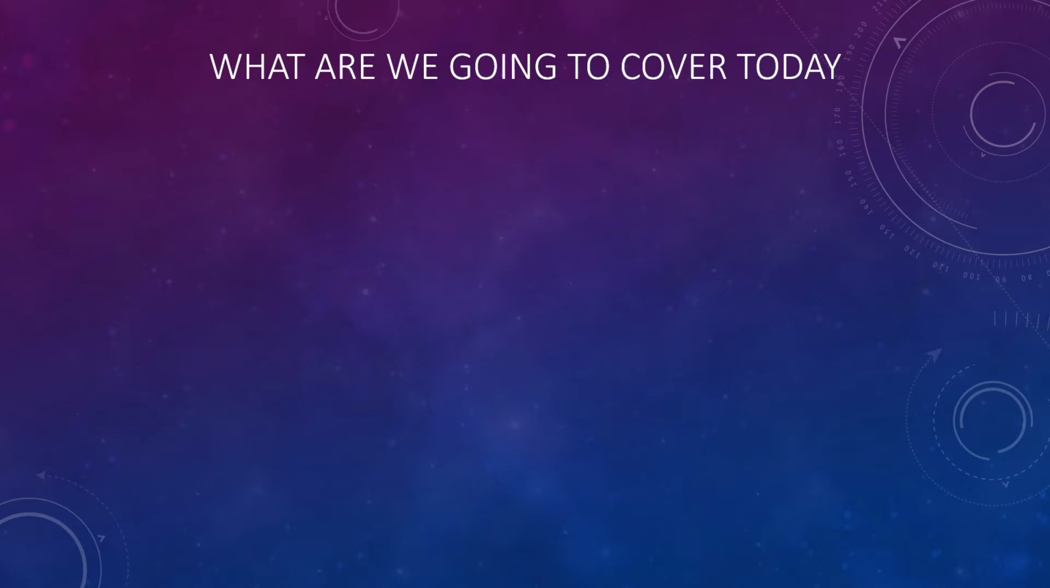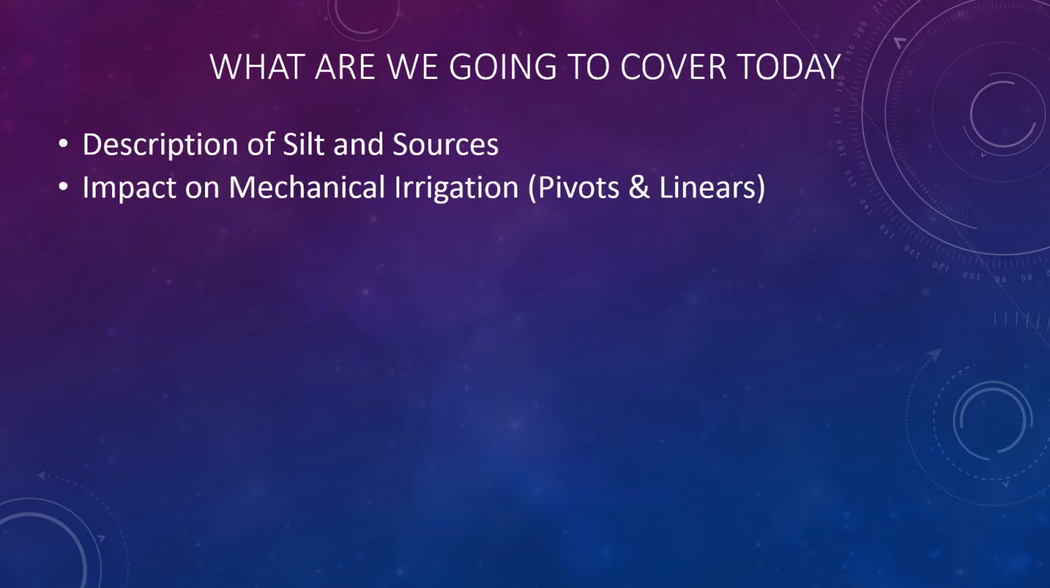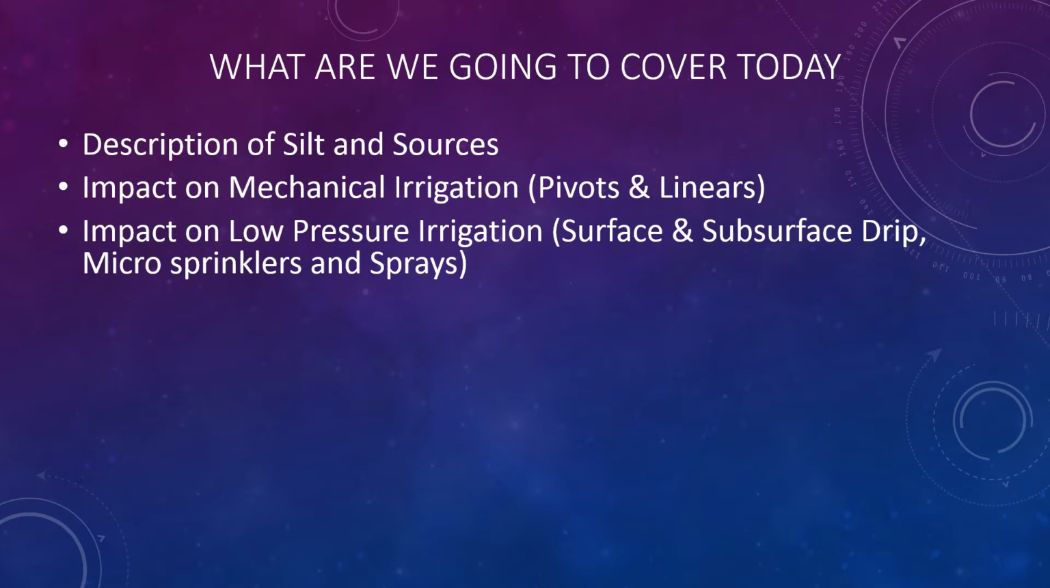So in our presentation today, we're going to talk a little bit about what is silt and where does it come from, the impact on mechanical irrigation such as pivots and linears, the impact on low pressure irrigation, which is surface and subsurface drip, micro sprinklers and sprays, and this also applies to horticulture applications.